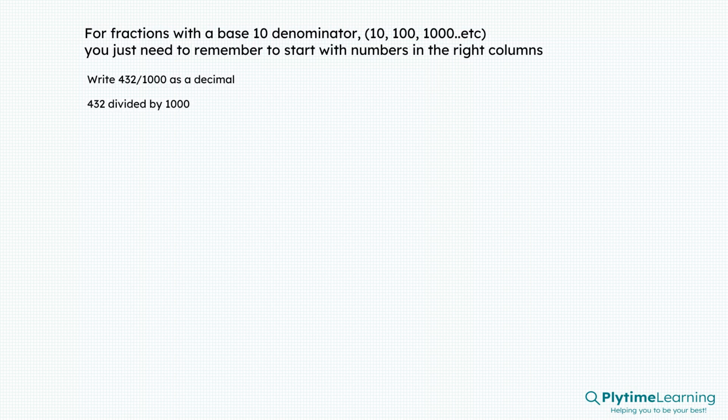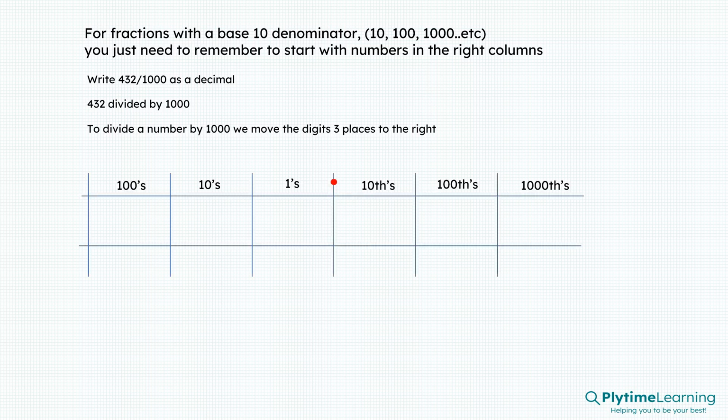What about 432 divided by 1000 as a decimal? It's 432 divided by 1000. To divide a number by 1000, we move the digits 3 places to the right. We write the number in our columns with the decimal point, and then we move it 3 places to the right. We then include 0 as a placeholder. We have 0 in the ones column, or 0 whole numbers. We have 4 in the tenths column, 3 in the hundredths, and 2 in the thousandths. So we can see that 432 over 1000 equals 0.432, or 432 thousandths.